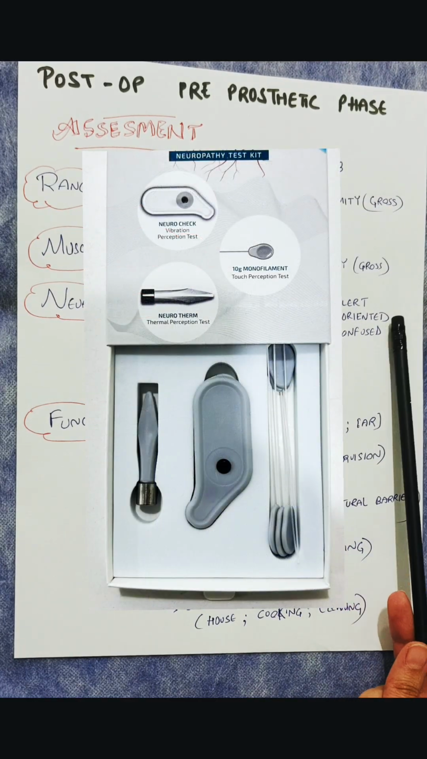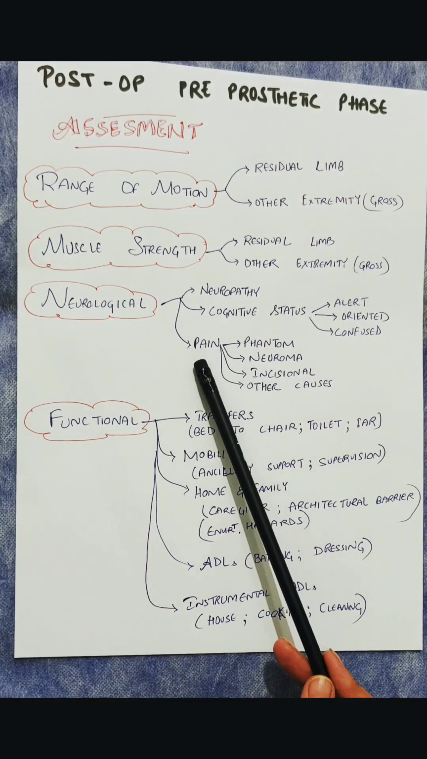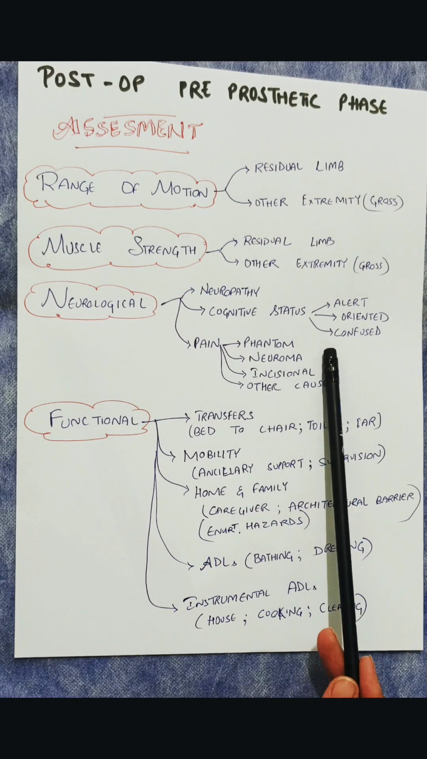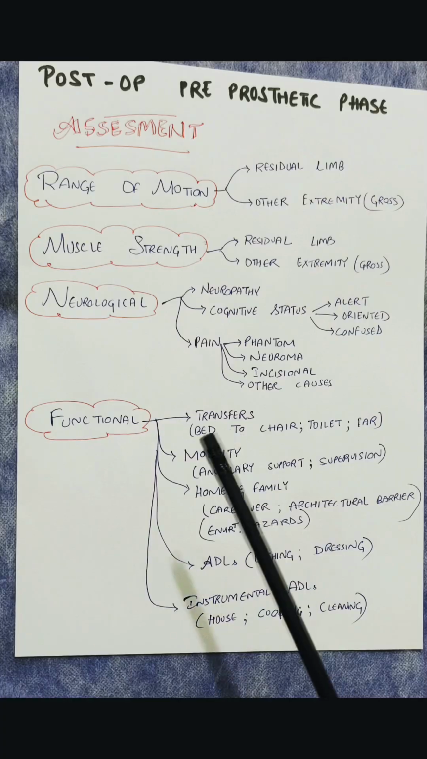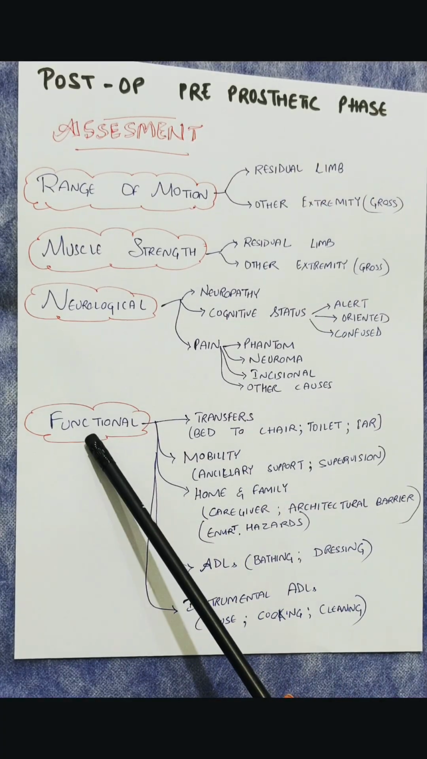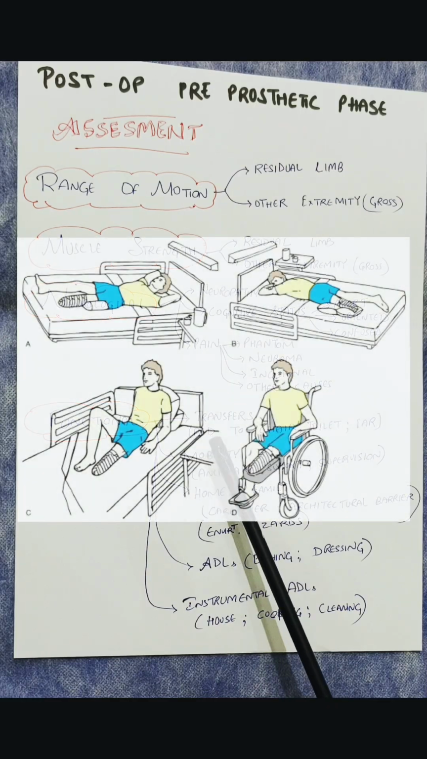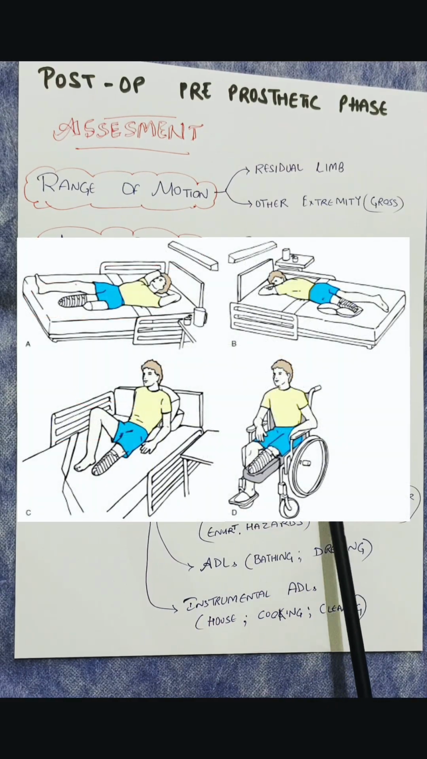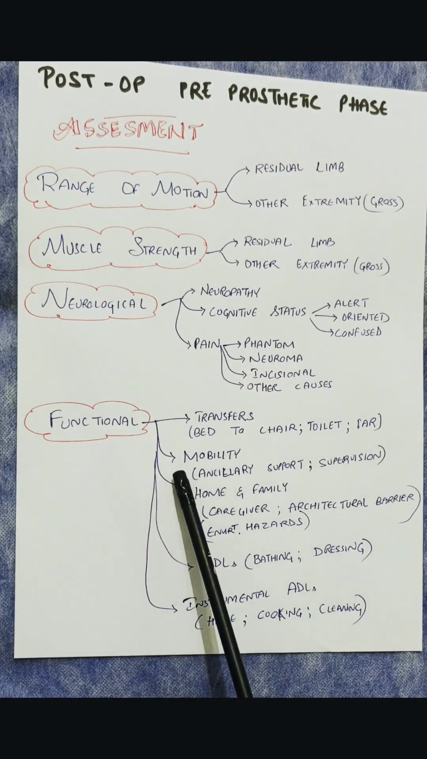Cognitive status, are they alert, are they oriented, are they confused? And again, I said pain is checked, whether there is phantom limb pain, whether there is neuroma or any incisional pain or any other causes to the pain. We look for the functional assessment, wherein we check their transfers from bed to the chair to the toilet, and transfer to the car, etc.